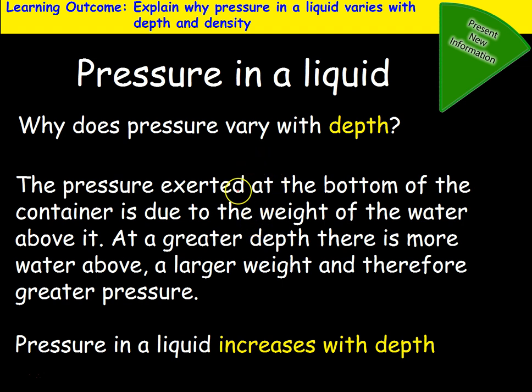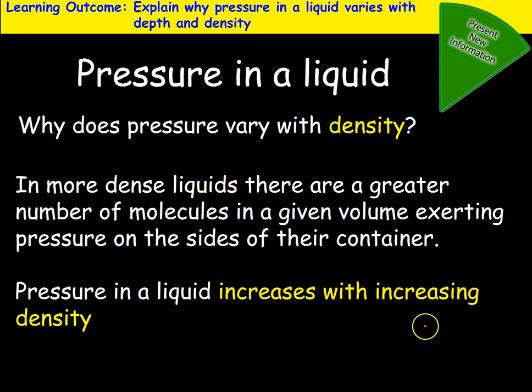So how does pressure vary with depth? It's very simple. Pressure exerted at the bottom of a container is due to the weight of the water above it, in exactly the same way the atmosphere was. So at a greater depth, there is more water above, there is a larger weight, and therefore greater pressure. Pressure in a liquid increases with depth. This is linked, of course, to density. More dense liquids will have a greater weight, because they will have a greater mass, a greater number of molecules, and therefore a greater pressure.